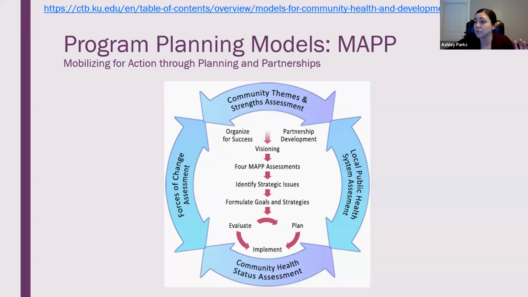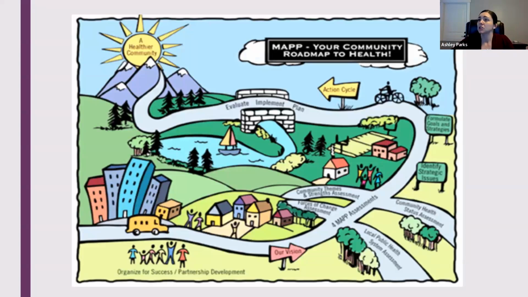So MAP involves conducting all 4 of these in order to organize your program plan. And you'll notice this cute graphic here. You want a healthier community. In order to get there, you perform those 4 assessments, and then you design a program, action cycle, and you plan it, you implement it, and you go. That's the MAP planning process.